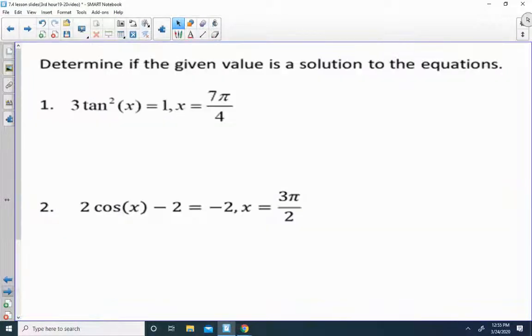let's move on. So here are some typical Hawks program examples that we'll have to address. For these questions, determine if the given value is a solution to the equations.